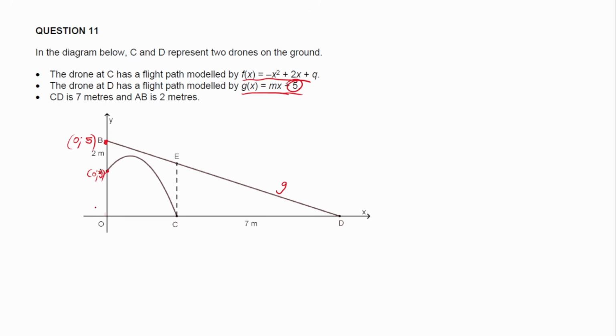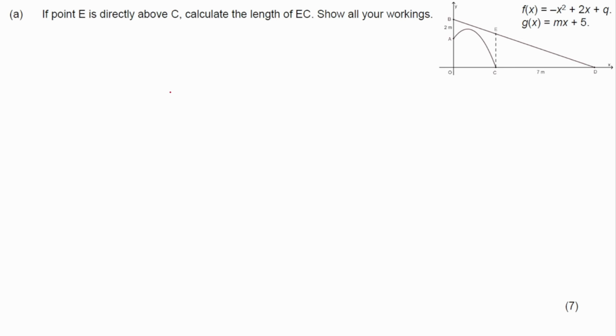So this is just looking at the information. Let's see what they ask in question A. They say that the point E is directly above C, and they want us to calculate the length of EC. Show all your working. So we're going to have to take the top minus the bottom, because that's how we determine vertical lengths. So we're given these two equations, and again, I'm going to write what we found before. We know that A is 0, 3, and we know that B is 0, 5.